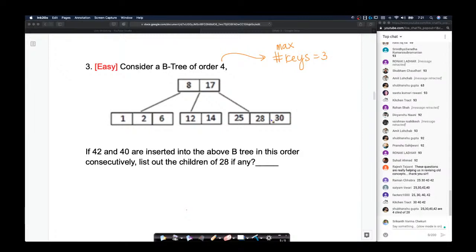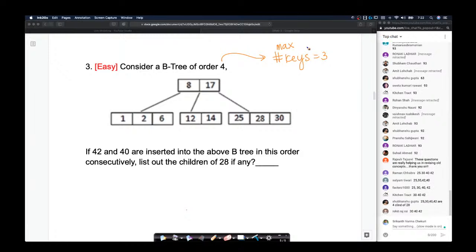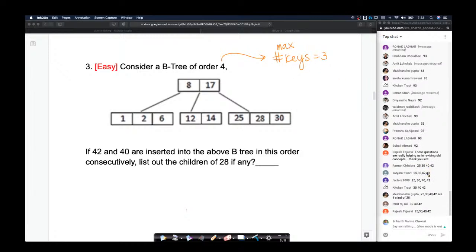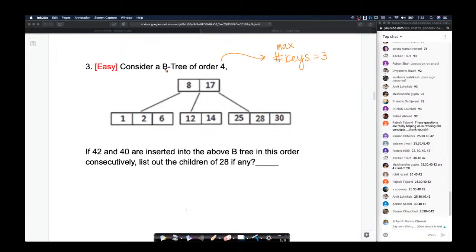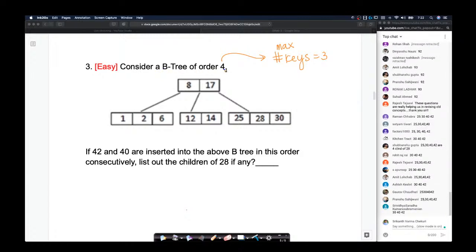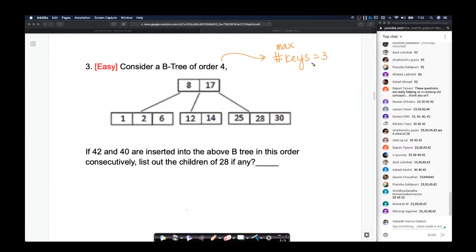Guys, a very common mistake that I see here is it's a B tree of order 4, which means any node can have a maximum of 3 keys. It can't have 4 keys. Some of you have given answers with 4 keys. That's not even possible. So it clearly says to consider a B tree of order 4, which means the maximum number of keys will be 3. I'm sorry.